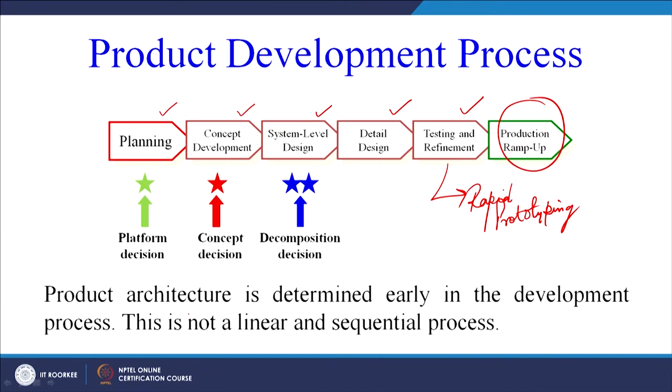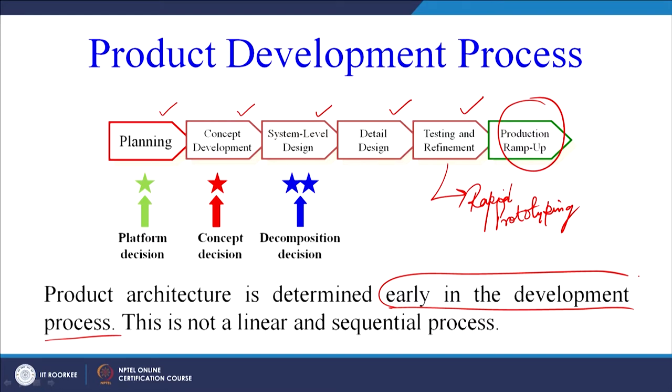So the product architecture is determined early in the development process. We will try to fix the architecture in the very beginning stages of our product development process. This is not a linear and sequential process, so many times there can be movement across. Many times we will go forward and go back, depending upon the product architecture we have decided.